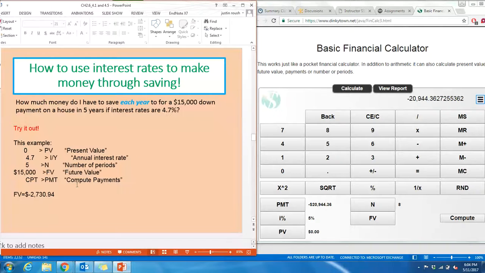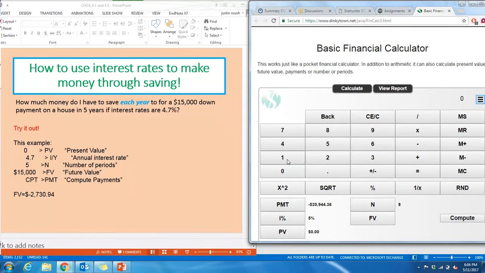If you want another example, we can do this one here, which was also in the text. Again, I don't have any present value, and we're trying to figure out the payments. So if I have 4.7 interest rate, and I have 5 periods, and I want to save up to $15,000, put all those variables in, and then compute the payment, right? So that's how you do that. That's what we're doing with time value of money right now. And so I hope that this video helps out a little bit with that.